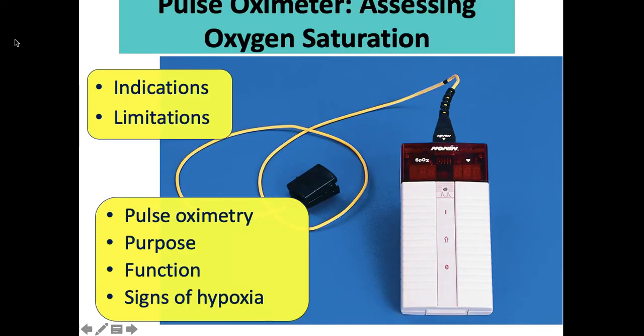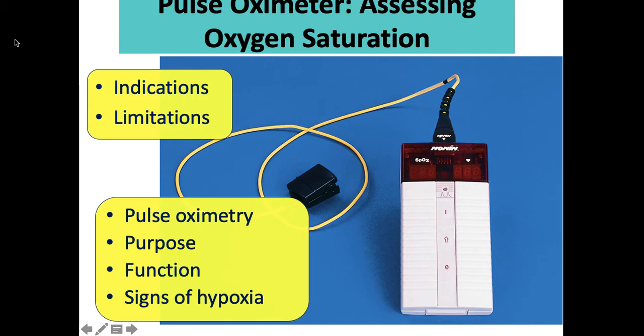Another tool we can use is called pulse oximetry. So this is an older model, but essentially it's the same thing. That little clip thing goes on your finger. I've seen them go on your ear, the bridge of your nose, all different types are out there. But this one's probably the most common you'll see out there. It clips on this person's index finger. And what it does is it samples the amount of red blood cells that have oxygen molecules attached to them.